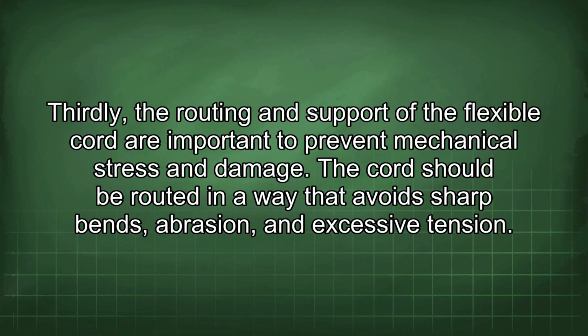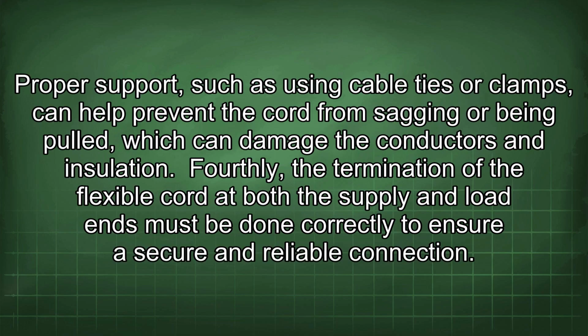Thirdly, the routing and support of the flexible cord are important to prevent mechanical stress and damage. The cord should be routed in a way that avoids sharp bends, abrasion, and excessive tension. Proper support, such as using cable ties or clamps, can help prevent the cord from sagging or being pulled, which can damage the conductors and insulation.